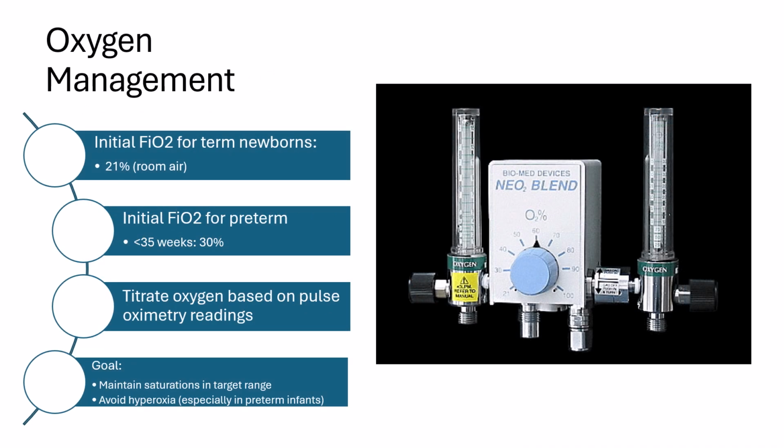Oxygen management is another frequently tested topic. For term newborns, start with 21% oxygen. That's room air. For preterm babies less than 35 weeks, start with 21 to 30% oxygen. Titrate oxygen based on pulse oximetry readings to maintain saturations in the target range we just discussed. Your goal is to avoid hyperoxia, especially in preterm infants, due to the risk of retinopathy of prematurity and oxygen toxicity. Remember, it's safer to start low and titrate up than to start high and potentially cause damage.